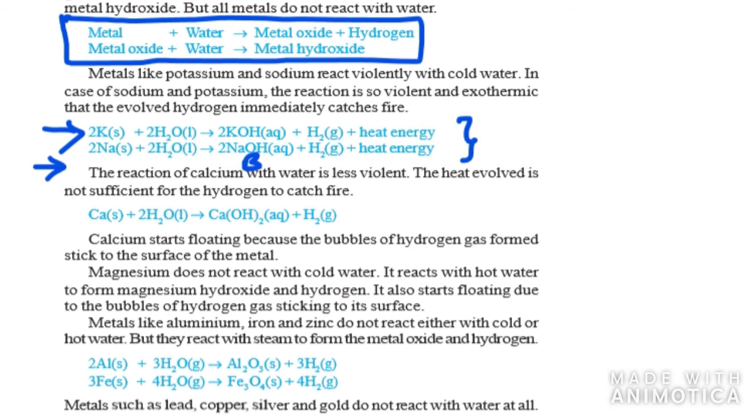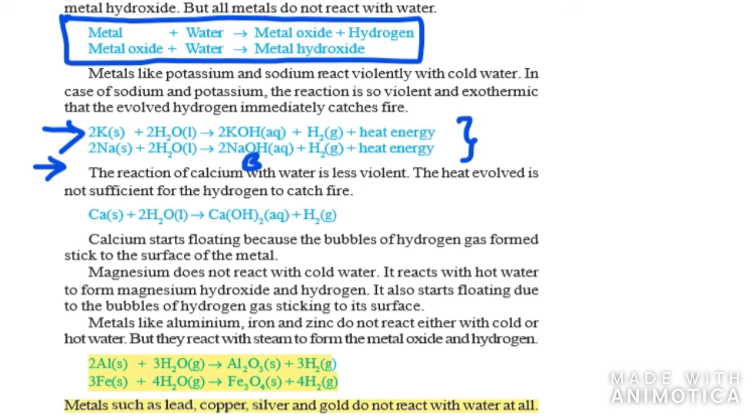So we have different types of metals and they react differently. Some react with steam, some react with cold water and some react with hot water. And some metals do not react. They are the least reactive metals. Lead, copper, silver and gold do not react with water at all. So mark this point as well.